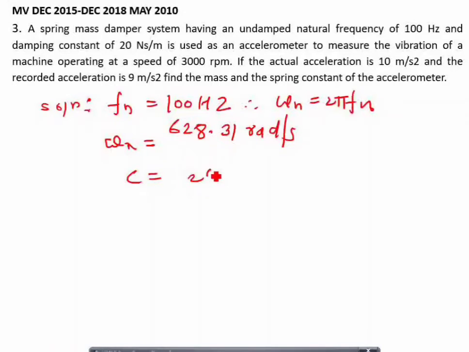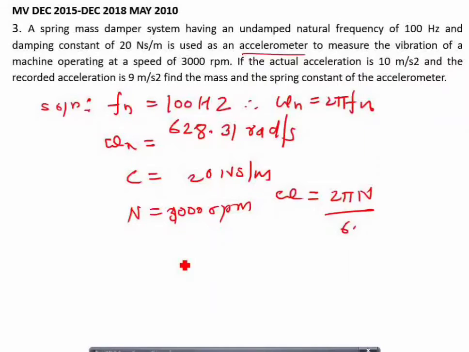Okay, so now we have this, and the damping constant C is 20 Newton seconds per meter. From the unit we understand that they have given the damping constant C. Now the system is used as an accelerometer. So they have used an accelerometer to measure the vibration of a machine operating at a speed N equal to 3000 rpm. From this I will easily get omega, the excitation frequency, 2 pi N by 60, which is 314.15 radian per second. Once you have omega and omega n, you can easily find out R.